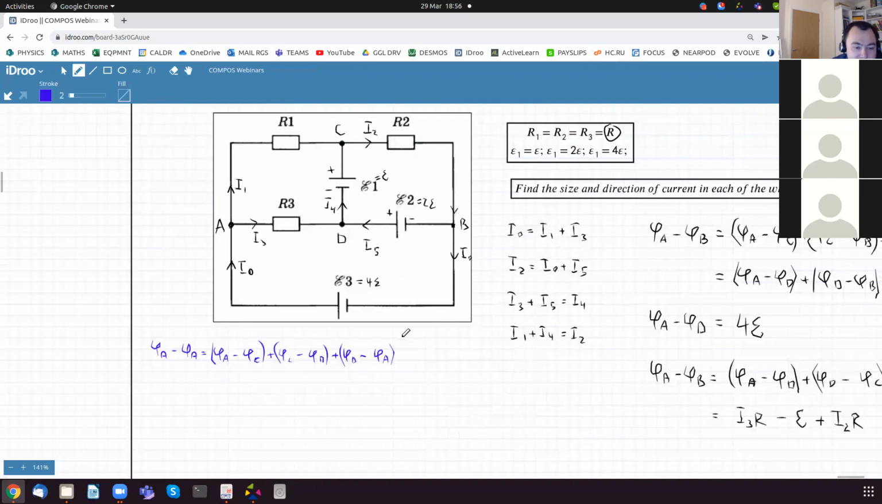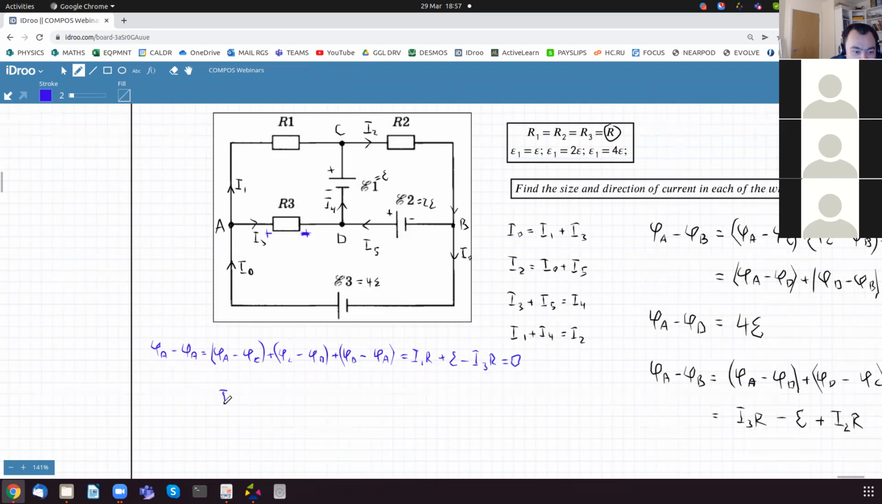So A minus C, that's I1R, plus C minus D, that's EMF, and D, that's phi D minus phi A. Because we're going from minus to plus, we're going backwards. From D to A, we're going backwards, so it's going to be minus I3R. And the whole thing is 0 because phi A minus phi A is 0.